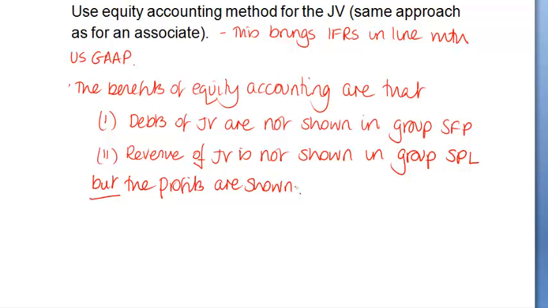Because what do you do with an associate? You simply show share of profit of associate as a single line item. So if you're working out your pre-tax profit margin, the profit's gone into the calculation, but the revenue hasn't. So that's going to boost your profit margins. Not your gross profit margin, that won't be affected, but your net profit margin is impacted.